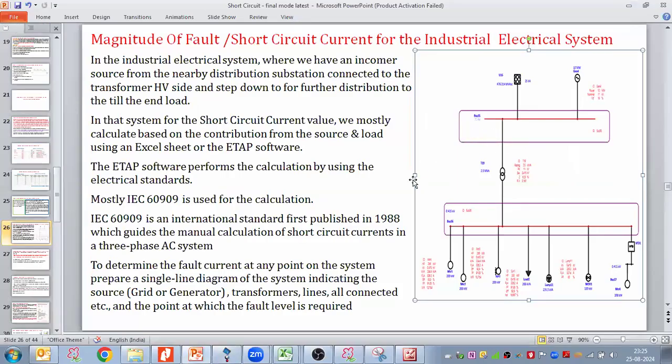So we develop a single line diagram, as I discussed here, indicating all the sources, transformers, lines, all connected load, and then we perform the short circuit current calculations. We can do it manually, and we can perform it by ETAP as well. Am I clear so far? So for this industrial system, you are going to take ETAP in your calculations and perform the short circuit.